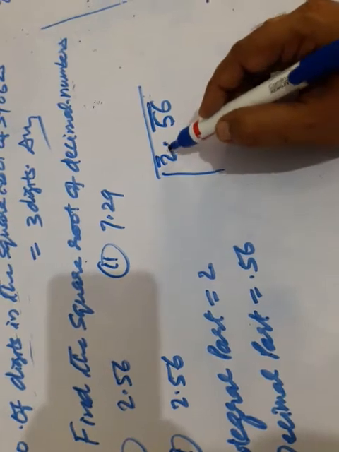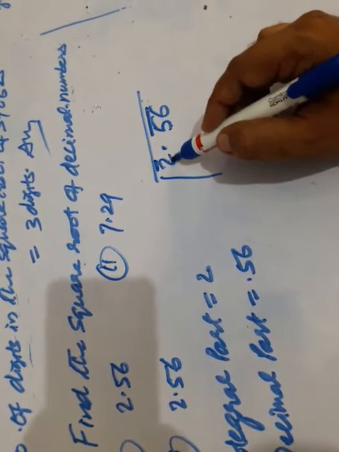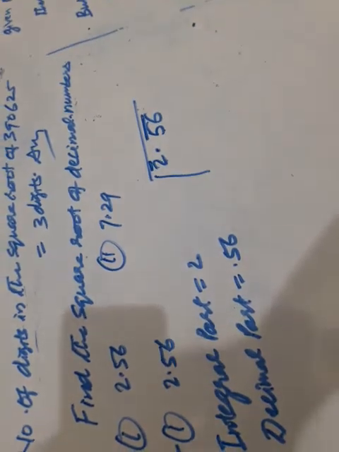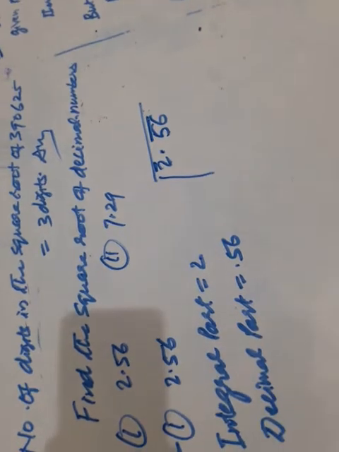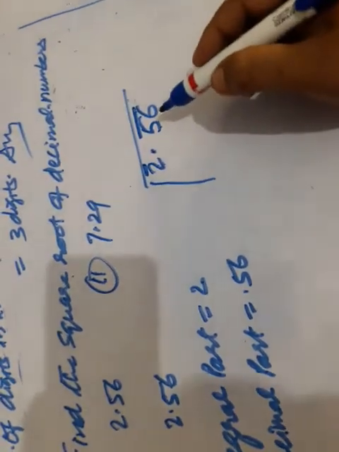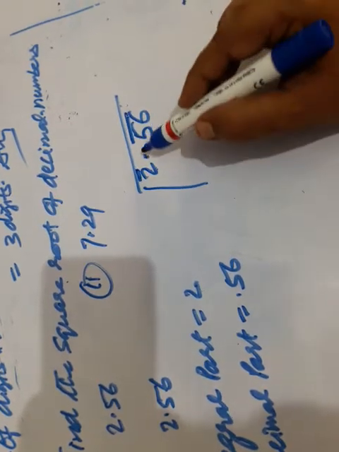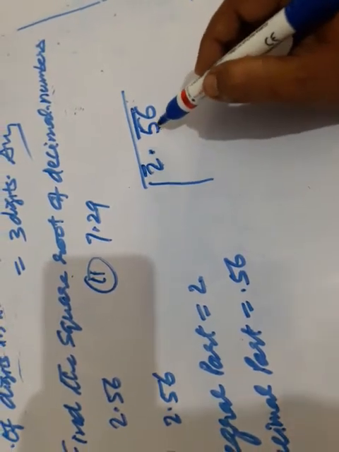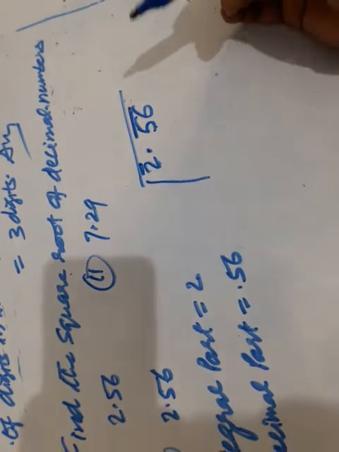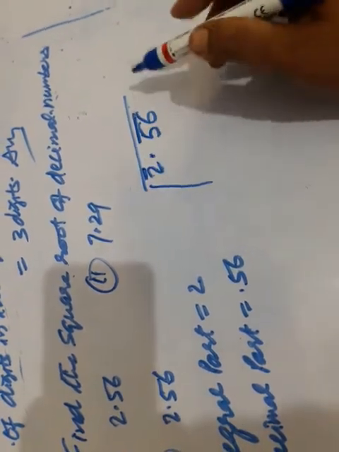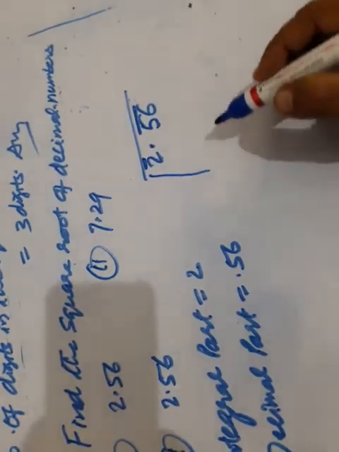Okay, 2 here means from the one's place we have to start, that is, from the digit just before the decimal point. And for the decimal part we will start making pairs right from the digit just after the decimal point. That is 5 and 6. Now the process is the same, children.